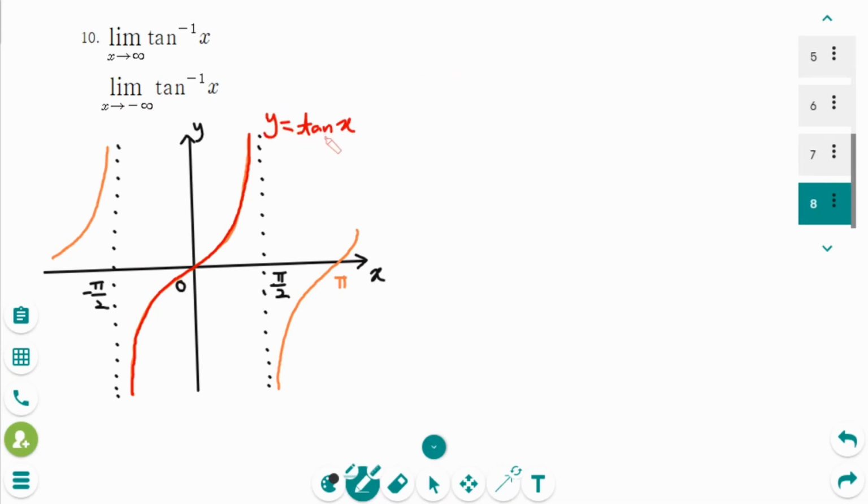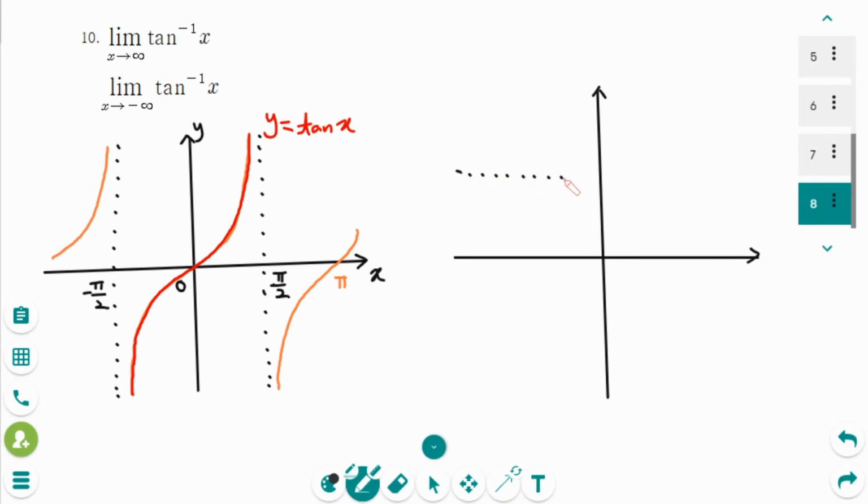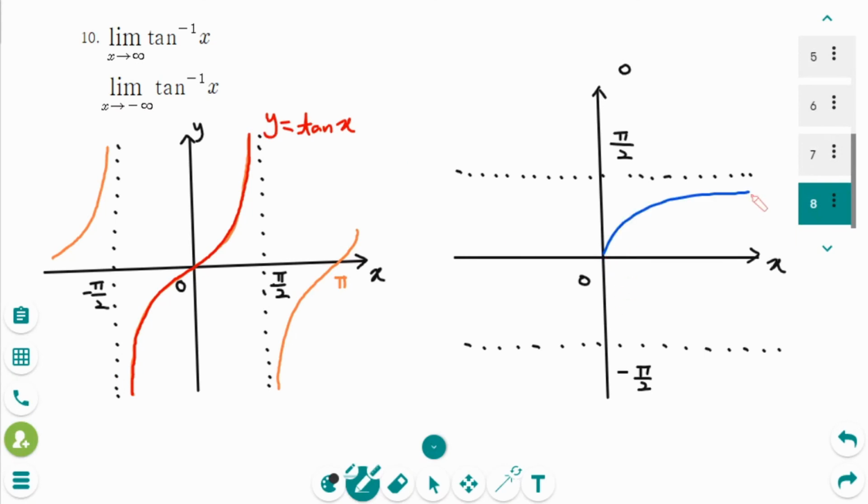Remember that y equal arctangent x is the inverse function of y equal tangent x. So x becomes y and y becomes x. So I will draw like this. And then the vertical asymptote changes into horizontal. It's the same thing. The graph becomes a reflection along the y equal x graph like this. So this is the y equal arctangent x graph.